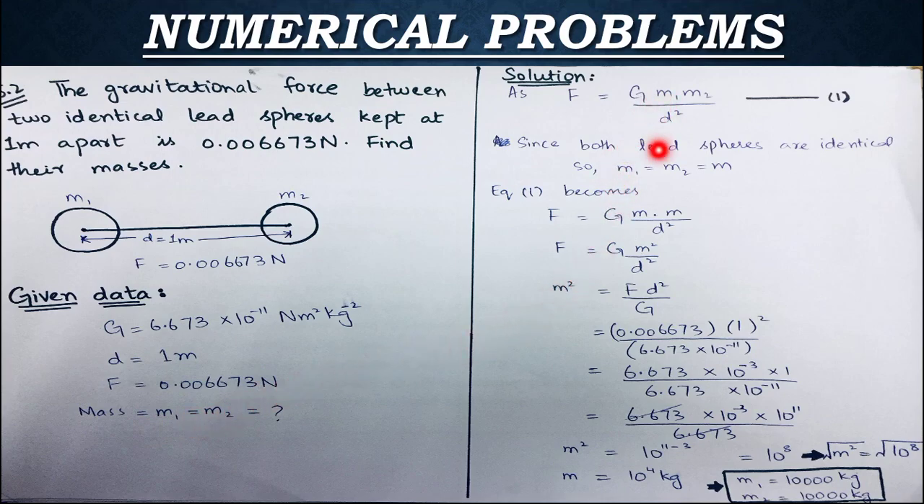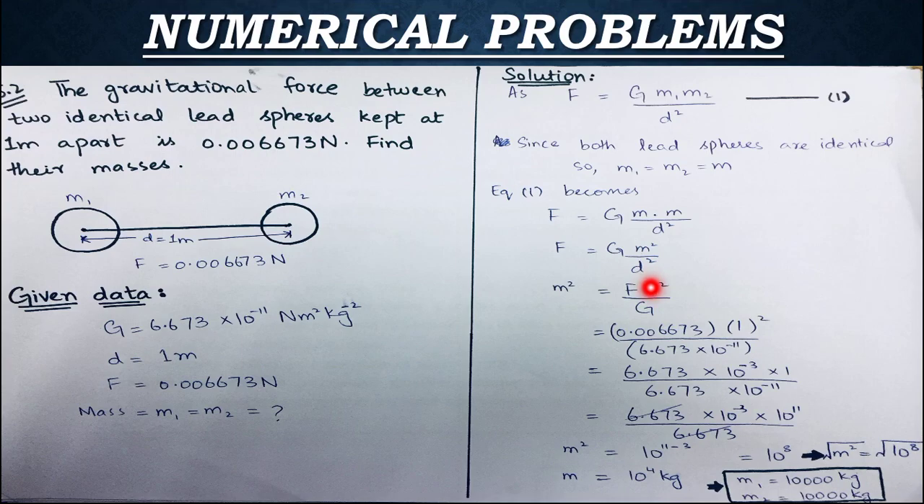Since both the letters are identical, I can write m1 is equal to m2, and it can simply be equal to m. So I can replace m1 and m2 with m. So m multiplied by m will be equal to m square. And now, as you know, I want to find out the masses.